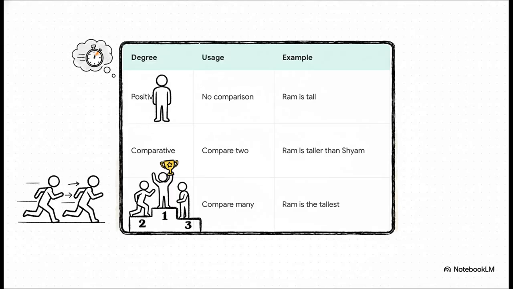And this table really just lays it all out perfectly. Positive is the base, your starting point. The car is fast. Comparative puts 2 things head-to-head. My car is faster than yours. And superlative finds the winner of the whole group. That is the fastest car. See, it's a really simple, logical progression.